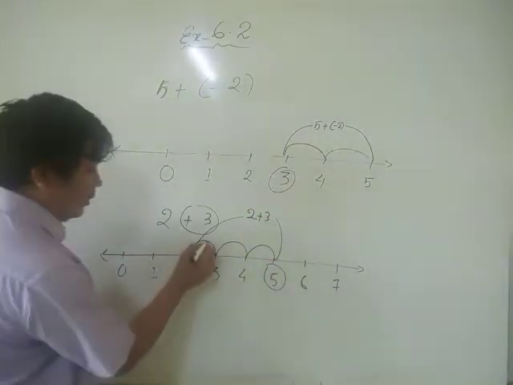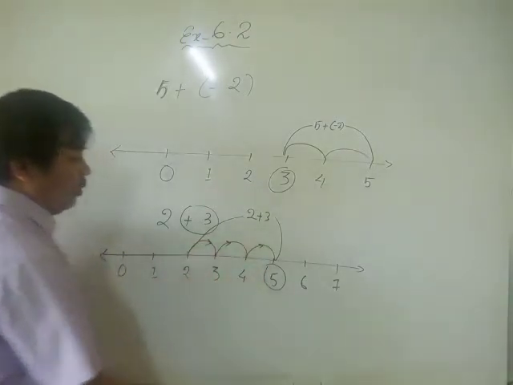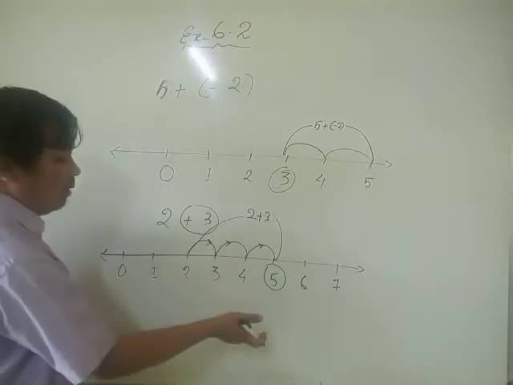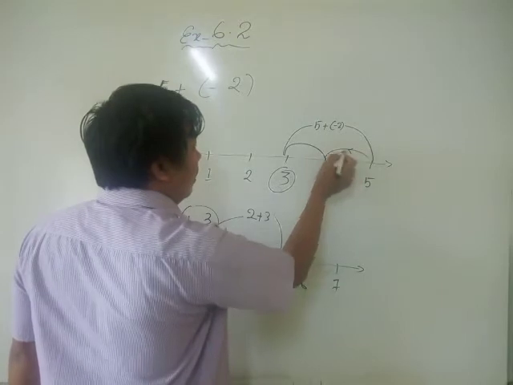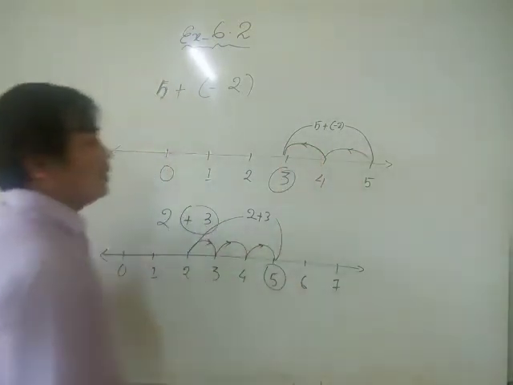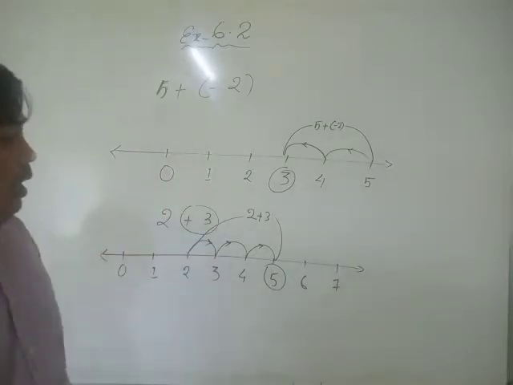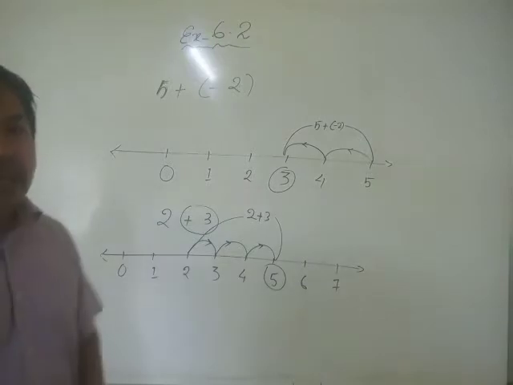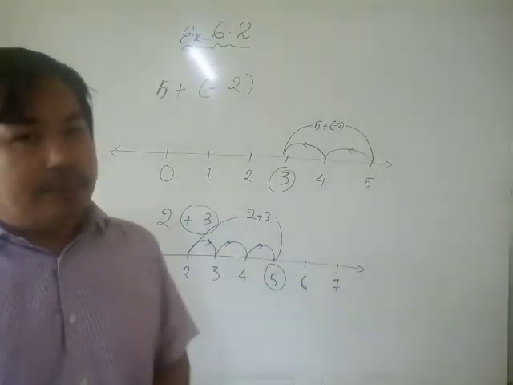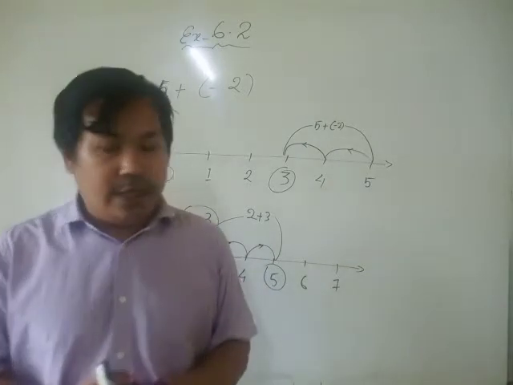I will just show you the arrow mark here. For this operation we are moving towards the right side, and for the earlier one we were moving towards the left side. So this way, please copy it down, it's okay. This is how we can represent the addition of integers on the number line. Okay, clear? So with this, let us start exercise 6.2.